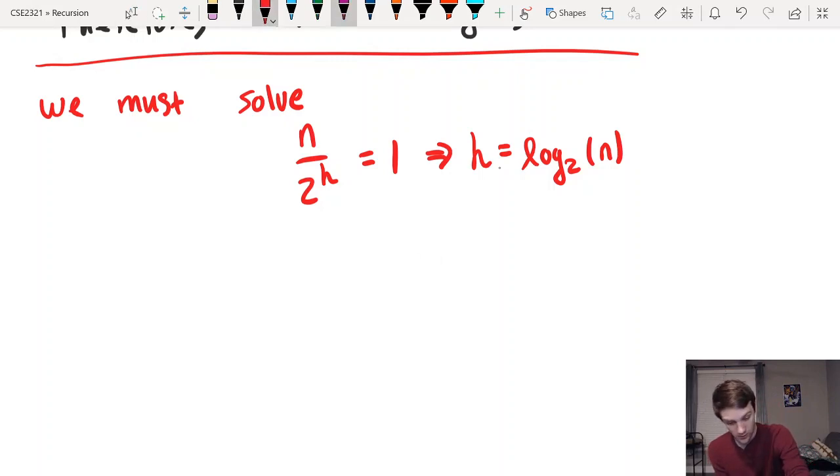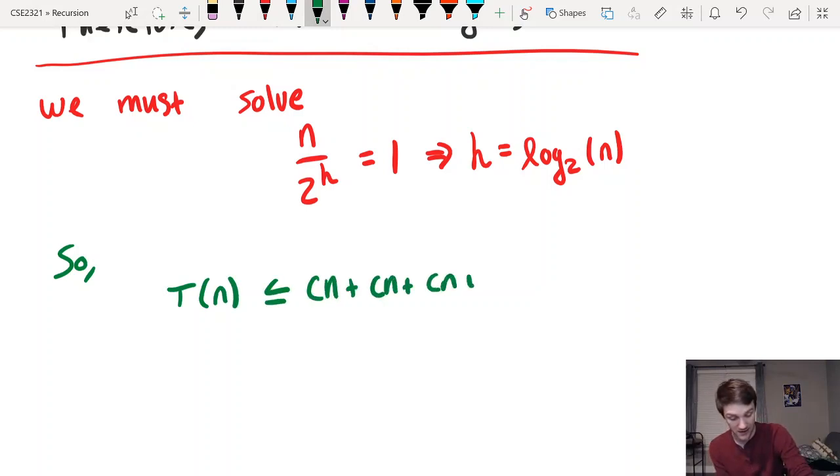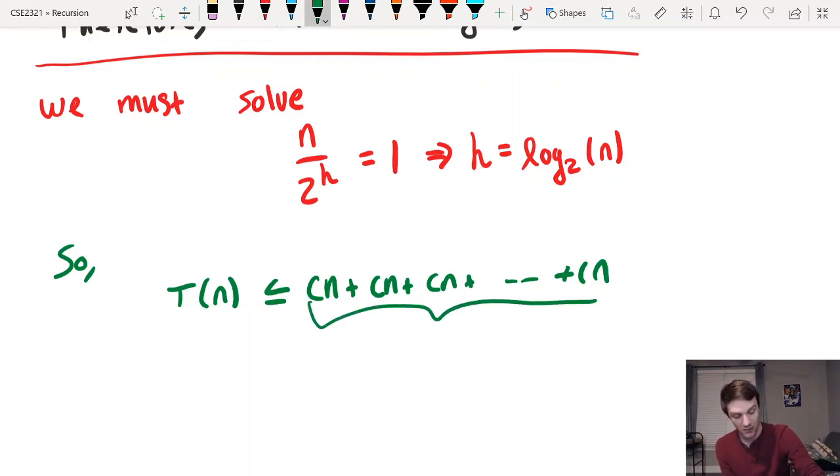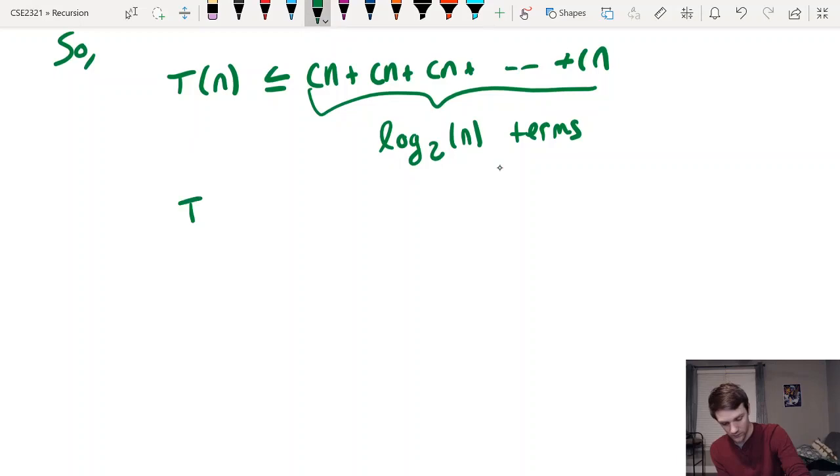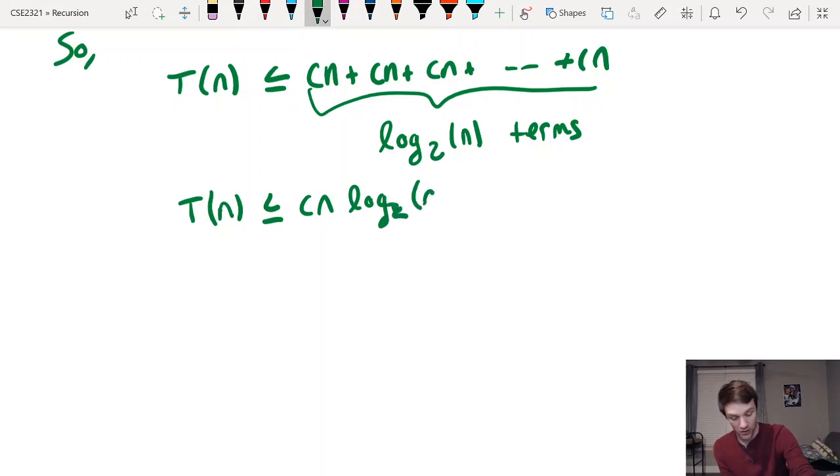So T of n is less than or equal to cn plus cn plus cn plus, having a cn for every single level of the tree for the entire height of the tree. What's the height of the tree? Well, we just computed that. That is log base 2 of n. So T of n is less than or equal to cn times log base 2 of n.